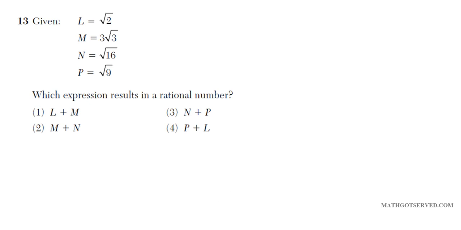All right, let's take a look at problem 13. It reads, given L is root 2, M is 3 root 3, N is root 16, and P is root 9, which expression results in a rational number? So one thing you want to keep in mind is the fact that whenever you add two rational numbers, you always end up with irrational. Okay, so just note that rational plus rational is always equal to a rational number.